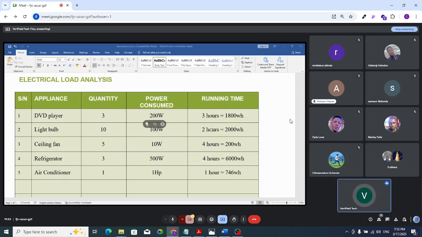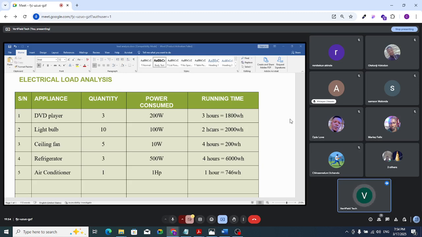It is done with a very simple formula. Please, you may write. You have the opportunity to write right now. That formula states that energy consumed is equal to quantity of appliance multiplied by the power consumed multiplied by the running time. I will take it again. Quantity of appliance multiplied by the power consumed multiplied by the running time. That is the formula to use to get the energy consumed.